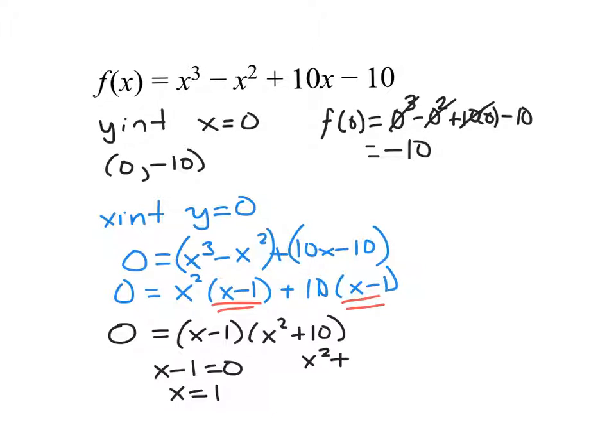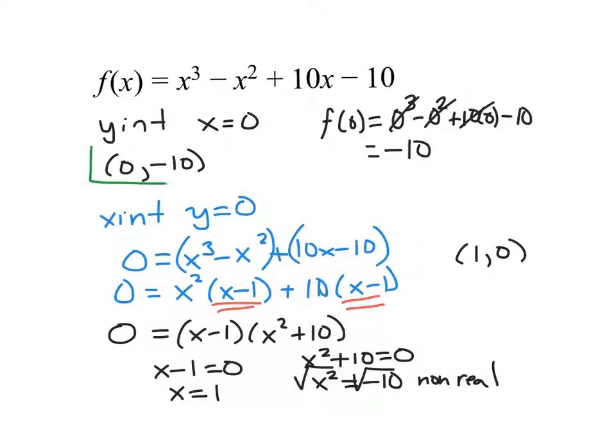Now for this one, x squared plus 10 equals 0. If I try to solve that, subtracting 10 will give me x squared equal negative 10. But if I take the square root, that is not going to be real. So that's not going to be an intercept. So we only have one x-intercept, and that's 1, 0. So go ahead and graph this function and verify there's one y-intercept at 0, negative 10, and one x-intercept at 1, 0.